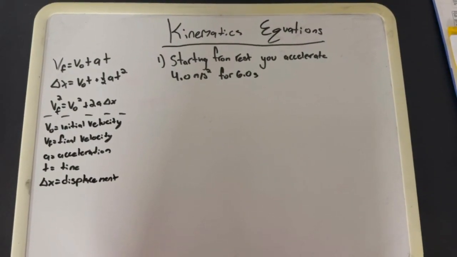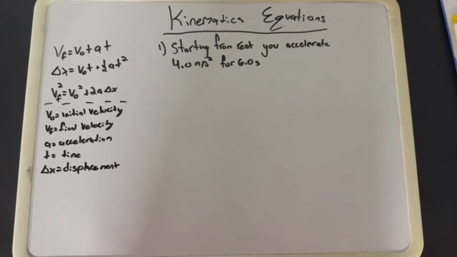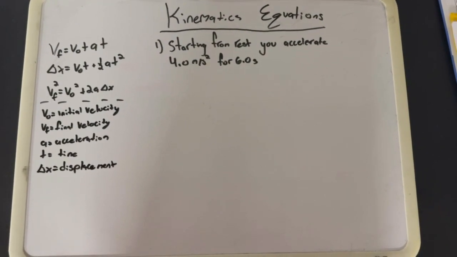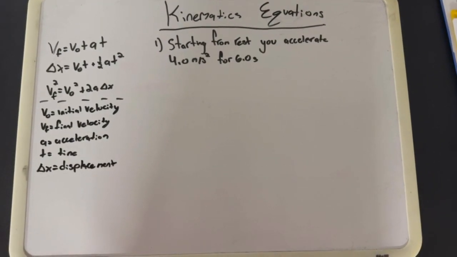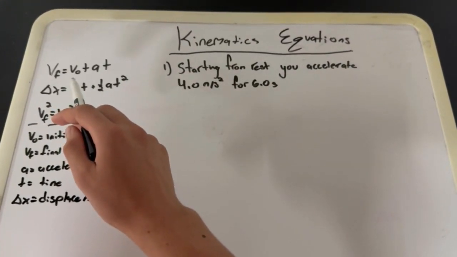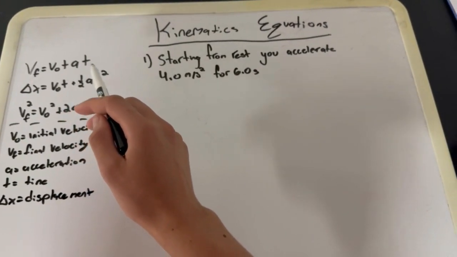Today we're going to be covering a very important topic in physics, kinematics. In kinematics, there are three main equations which can be used to find the initial velocity, final velocity, acceleration, time, and displacement. With this equation here, we can see that the final velocity can be found by getting the initial velocity and adding it to the acceleration times time.